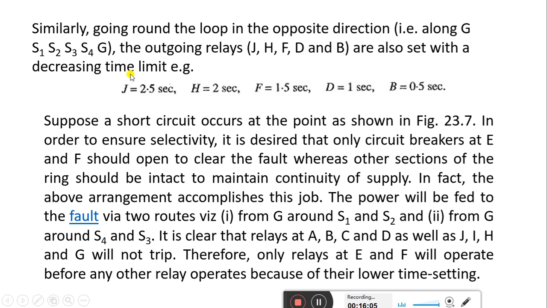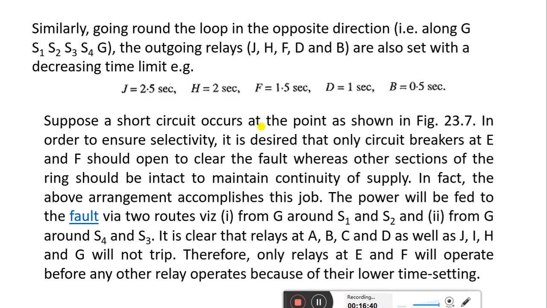They have just described the time setting, which I have already discussed: J is 2.5 seconds, H is 2 seconds, F is 1.5 seconds, D is 1 second, and B is 0.5 seconds. Now this is the complete architecture of the ring main system which I have discussed so far, and I have told how the relays are placed, what the directional relays and non-directional relays are, and how they are placed in between the substations. That has been discussed so far.